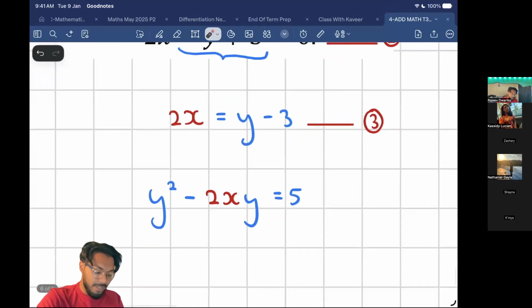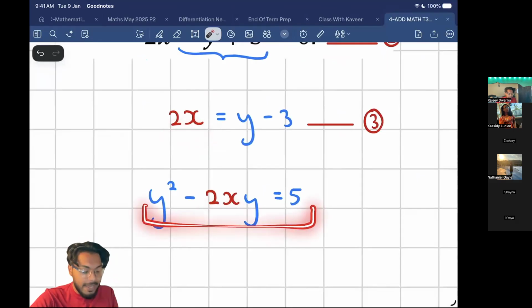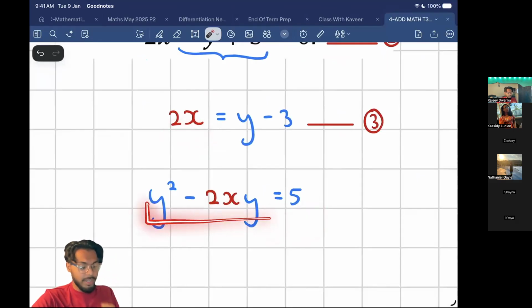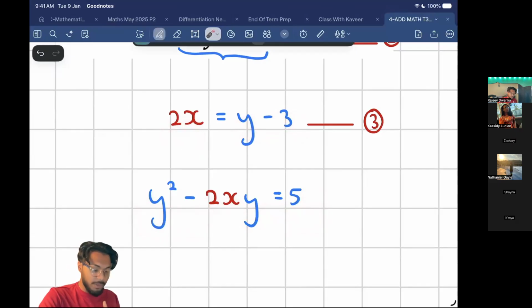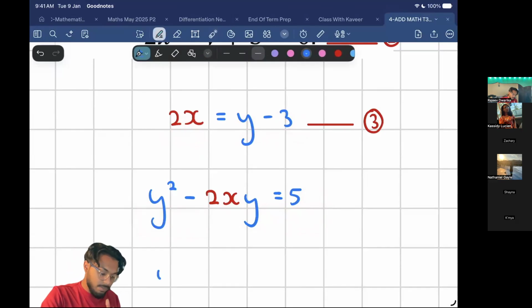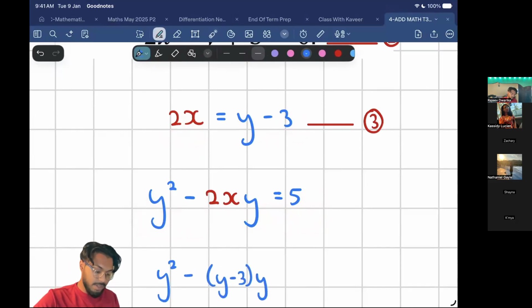Anyways, you see that 2x here. But the problem here is, how many unknowns do I have in one equation? 2. You have an x and a y, but we just wrote 2x in terms of y. So I could replace 2x with what? Y minus 3. But you have to put that in brackets. You must. You need to.